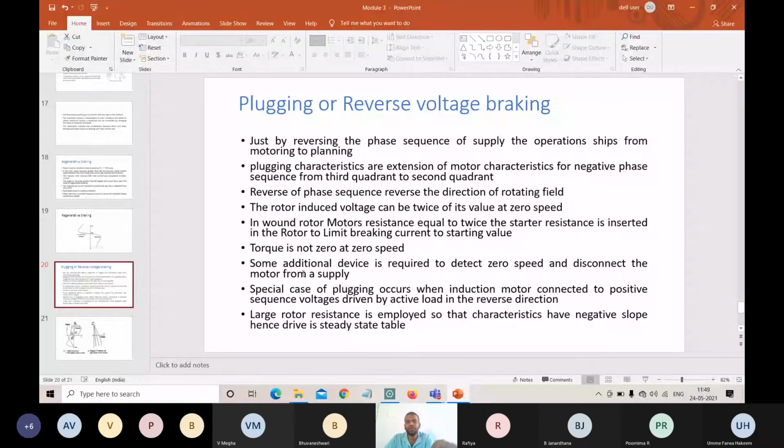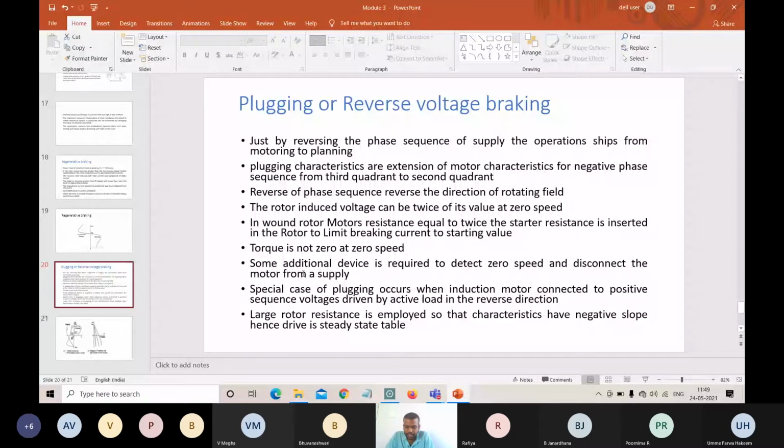So in that connection also, the active load changes the direction of the motor. Here, a large rotor resistance is added extra into the circuit in order to have the negative slopes. Because of adding this external resistance, a steady state stable condition will occur.